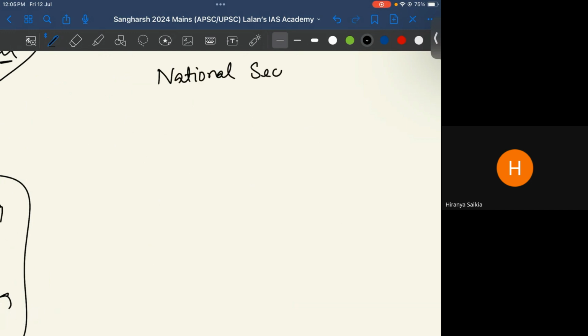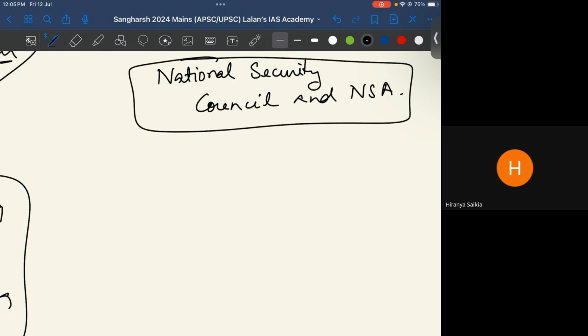National Security Council and NSA, National Security Advisor. So what is the NSC? National Security Council is, you can say, the highest body for national security in India. It is headed by the Prime Minister of India.